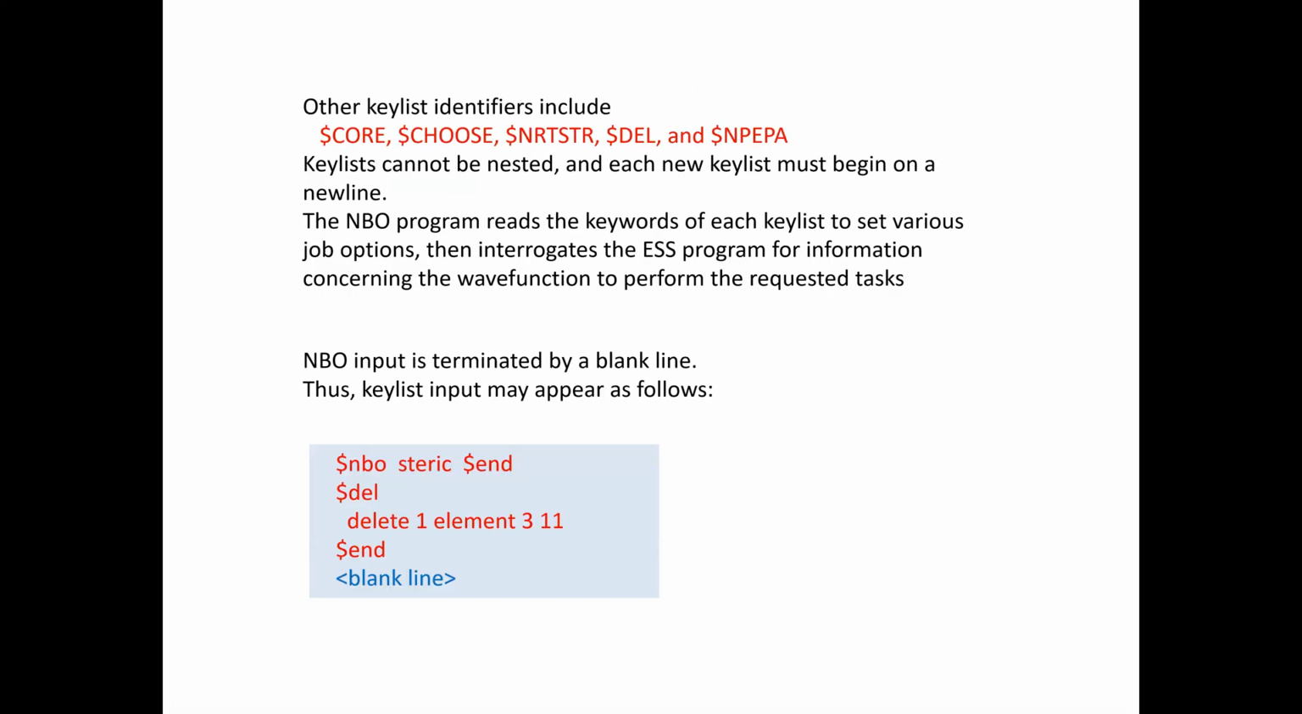And then there are other keylists. You can check the manual; they have core, choose, delete, and some others. Each one always comes with its own block. You have to end it, and then it says this is to delete, and delete what, which element or which pair, and then you end it. And at the end there is a blank line. That's all, because this is at the end of the Gaussian input file.